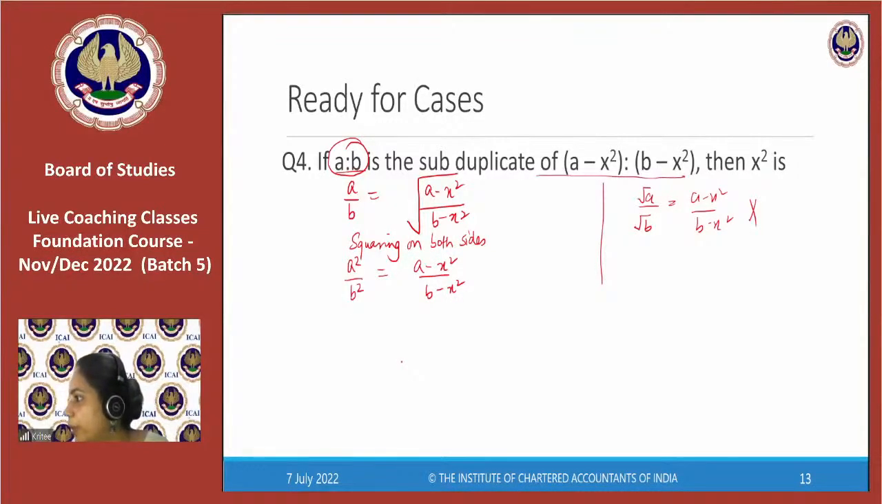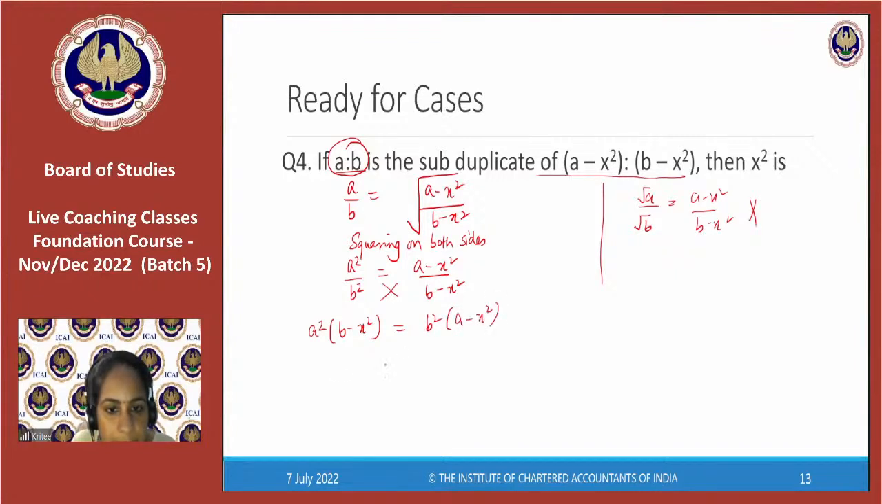Any problem to anyone? I hope you have understood this. Right? Cross multiply. It's a square into b minus x square to be equal to b square into a minus x square. What you can do is open the bracket, bring all the values to one side. A square b minus a square x square to be same as b square a minus b square x square. You have to find the value of x square.